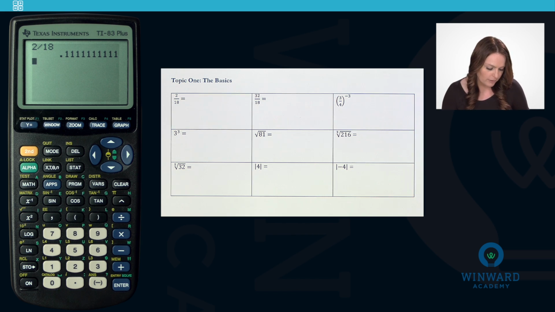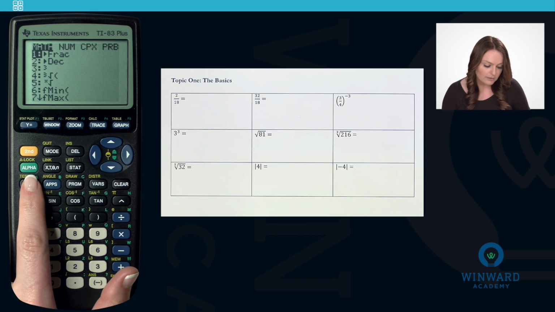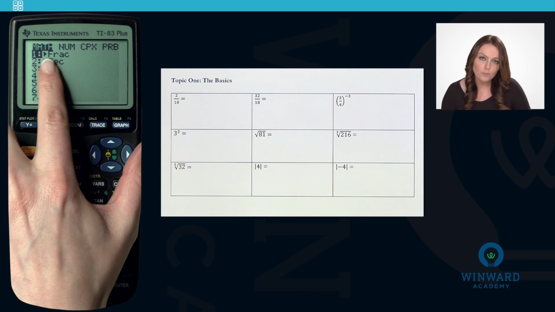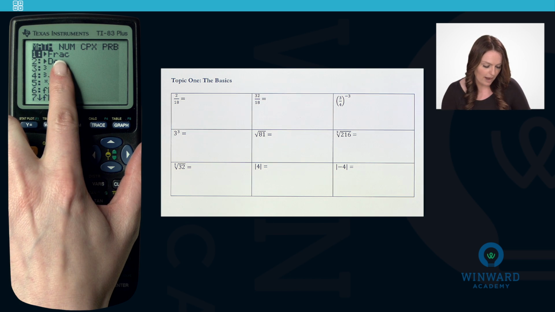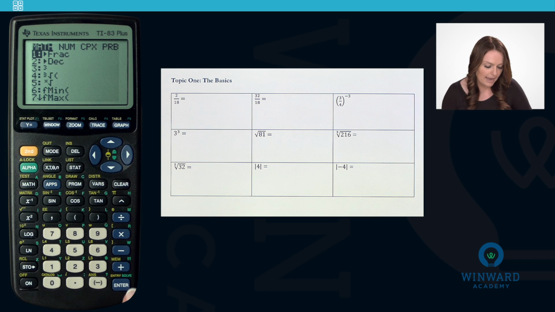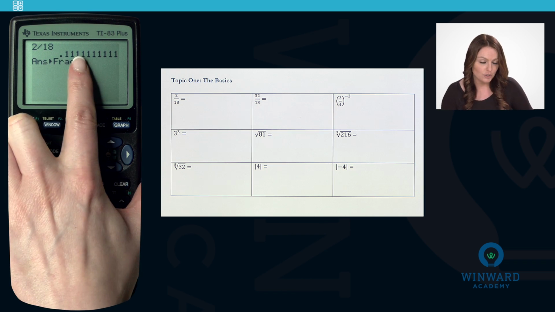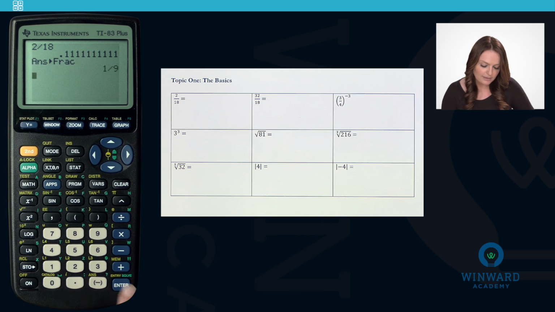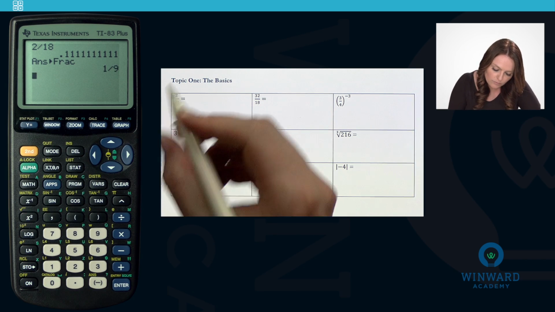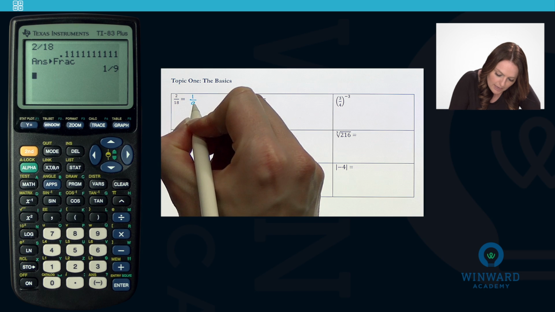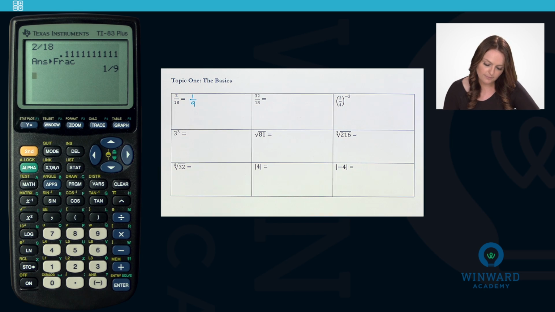So what you can do is press Math. Now see that first option under 1 has a little arrow to a fraction. If you press Enter, it's going to convert the answer to a fraction. So you press Enter, and then you see that 2 over 18 is the same thing as 1 over 9.